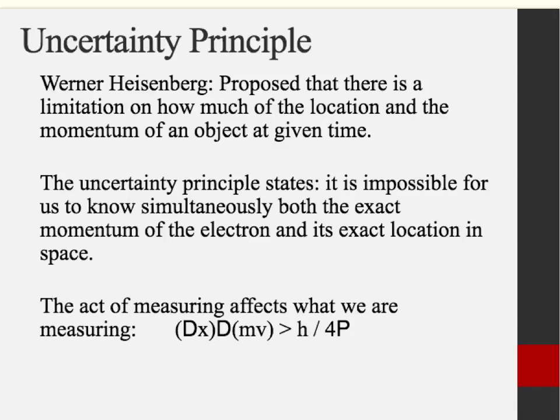Where delta x is the uncertainty in a particle's position, and delta mv is the uncertainty in a particle's momentum, and h is Planck's constant. So what this showed us was that the more accurately we know a particle's position, the less accurately we know its momentum, and vice versa.